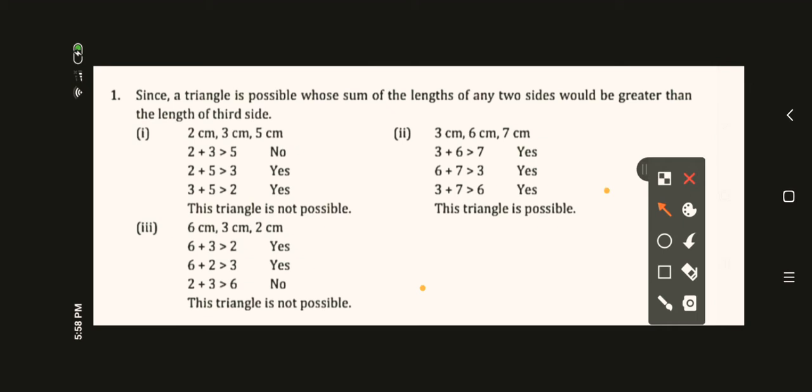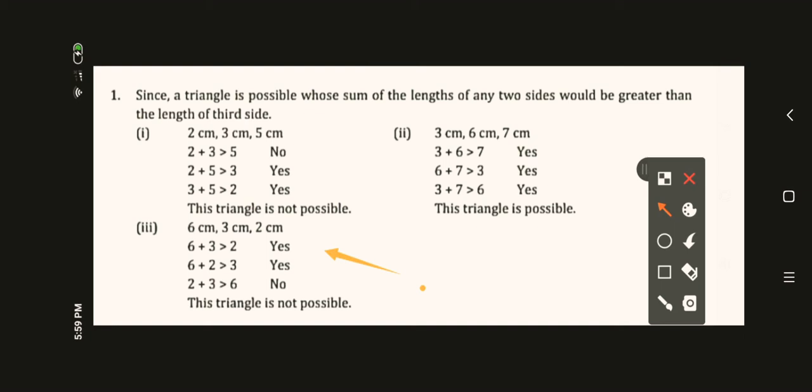Now let us see the second one. Here the condition is given as 3 centimeters, 6 centimeters, and 7 centimeters. So we take each possible case and we find this is satisfying all the 3 cases. So we can state the triangle is possible. Now the third part, that is 6 centimeters, 3 centimeters, and 2 centimeters. Over here, when the sides are 2 centimeters and 3 centimeters, it makes a sum of 5 centimeters, not 6 or greater than 6. So this triangle is actually not possible. So this is the way to solve the first question.